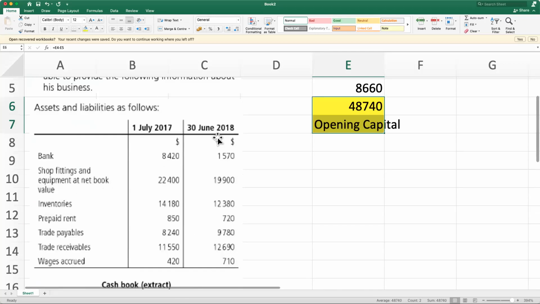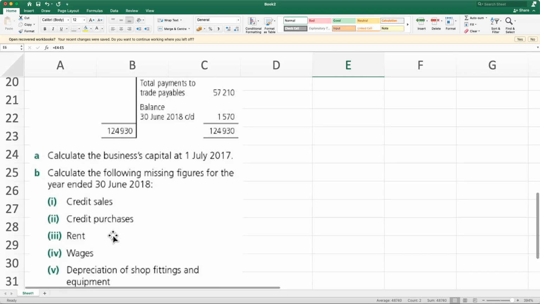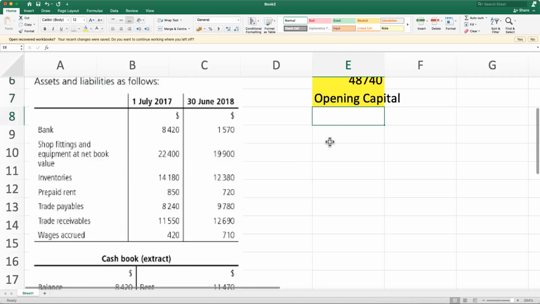Okay, so we don't need to calculate the profit here yet, because we only need to calculate the opening capital so far, and then we calculate all the missing figures here. We don't know our credit sales, credit purchases, rent, wages, and depreciation. So credit sales, we can do the same thing. This is for question B. So let's calculate credit sales.